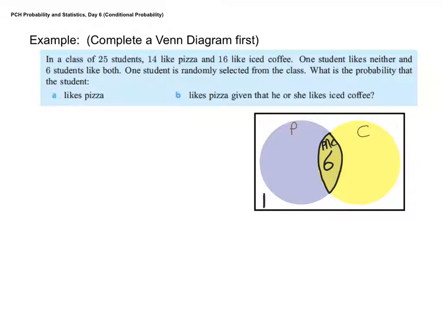Now, here's the crucial part. If 14 people like pizza, what goes in here? 8. We already have 6 of those 14 people accounted for, so 8 only like pizza. And by the way, putting it in those terms is helpful for you. These 8 people only like pizza. These 6 people like both, which means how many people only like iced coffee? 10. So notice you have a total of 16 people liking coffee and a total of 14 people liking pizza. Add them all up: 10, 6, 8, and 1 adds up to the 25 students that we had.